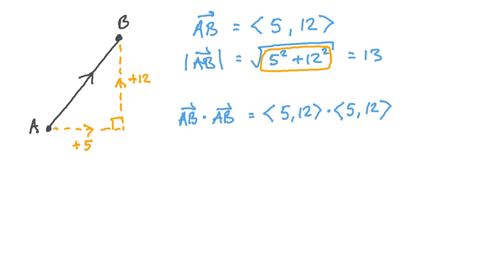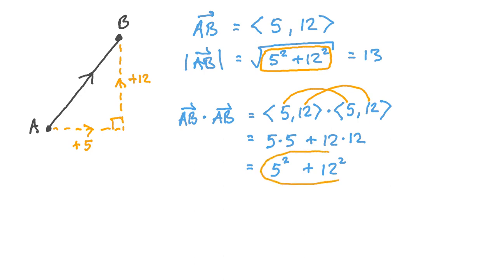Now, just imagine that we did vector AB dot vector AB. That would be (5, 12) dot (5, 12). So we're going to just multiply the corresponding components together and add those results. So that's going to be 5 times 5, add 12 times 12, which gives us 5 squared plus 12 squared. So actually what we've got here is the same as the thing that we've got here. So what's inside that square root there is AB dot AB.